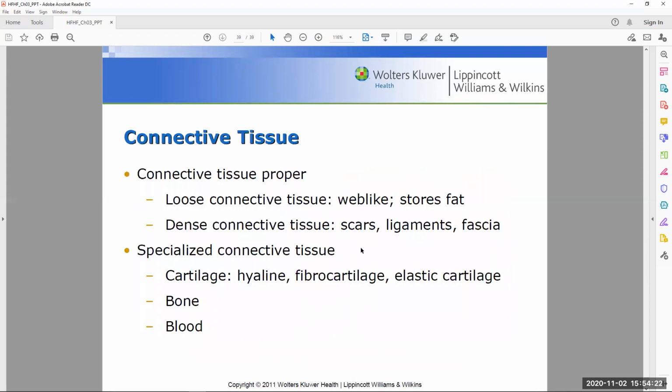And the last thing we'd want to address is connective tissue, right? So you have loose connective tissue. For example, they're web-like and they also could store fat. This is like adipose tissue. And you have dense connective tissues. And these are important for scars, ligaments, and fascia. You have specialized connective tissue like cartilage. You have the hyaline cartilage. You have fibrocartilage and elastic cartilage, very important. And you also have bone and blood, which, oftentimes you don't think about it, but blood is categorized as a special connective tissue as well.